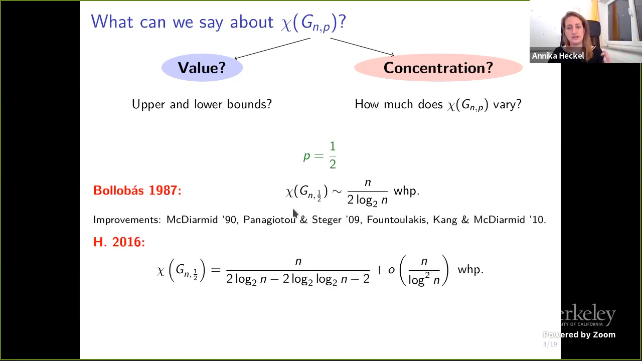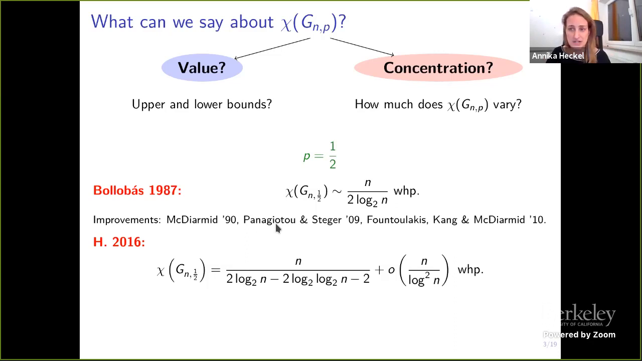Now for our favorite random graph G(n,1/2), it was sharpened by various people over the years. The best bounds that we have for the chromatic number is this expression here. This is an upper and a lower bound, and both hold with probability tending to 1. And the reason I'm writing out this explicit result on the value of the chromatic number is that later on I'm going to need it to prove non-concentration.